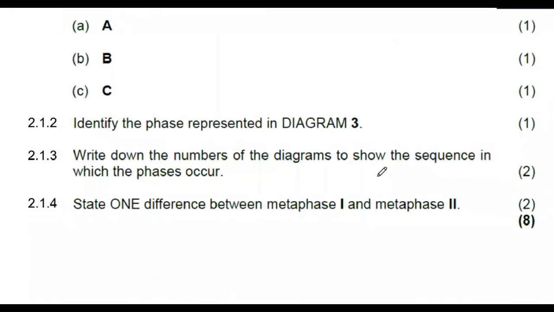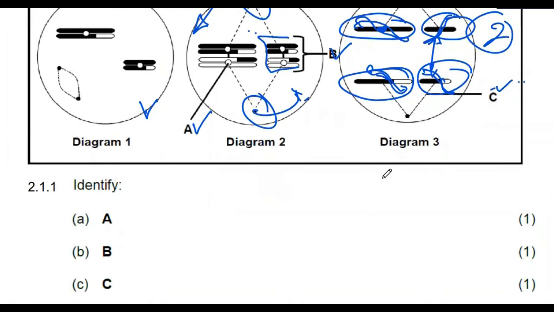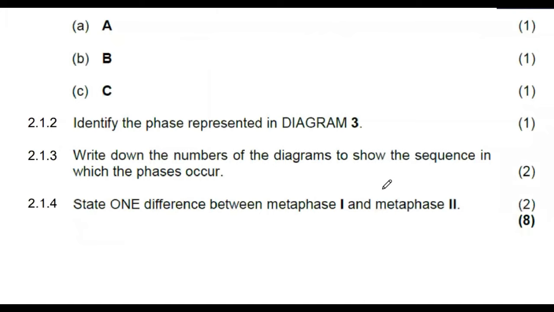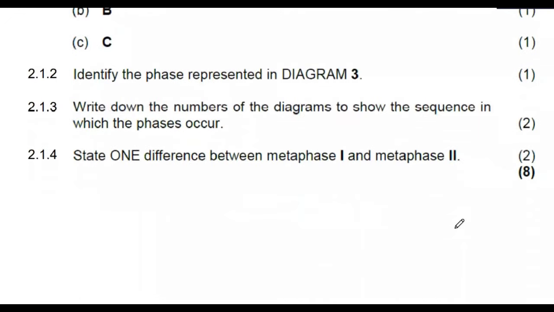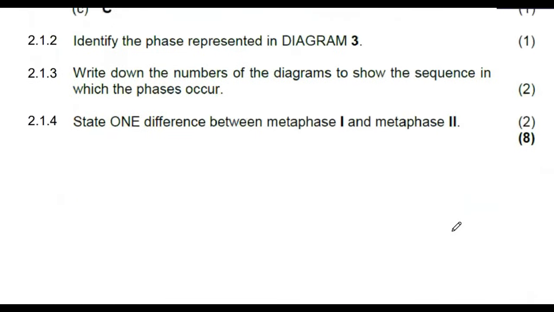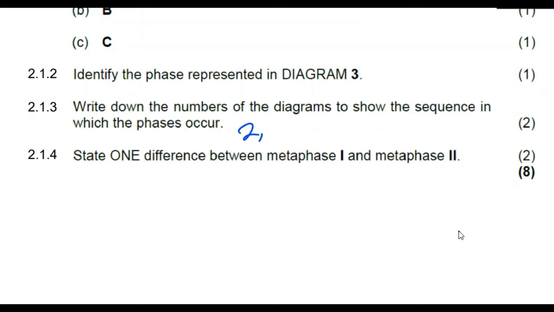Then they're saying write down the numbers of the diagrams to show the sequence in which the phases occur. So basically, we have to look for meiosis 1. The chromosomes are supposed to be in homologous pairs. So this is a homologous pair, so it is 1. Therefore, it is metaphase 1. And then this one is prophase 2. And after prophase 2, they separate. So when you are writing the numbers here, it's going to be diagram 2, diagram 1, and then diagram 3.